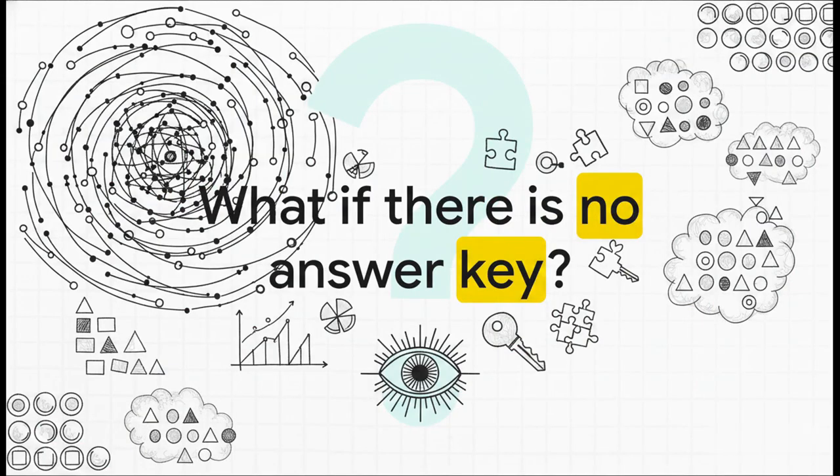And that leaves us with a final thought, a little cliffhanger for next time. What happens when a machine has no answer key at all? What happens when it's forced to find the patterns all by itself?